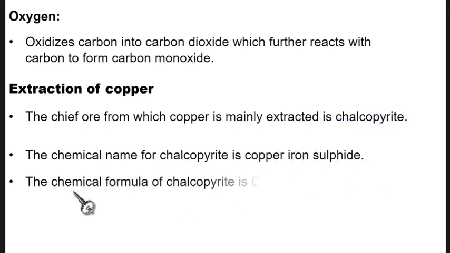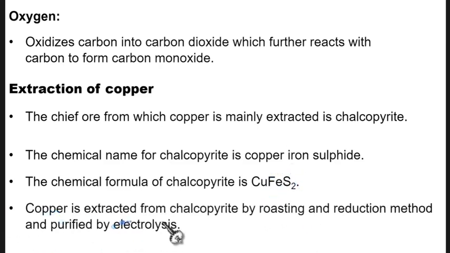The chemical formula of chalcopyrite is Cu, which is copper, then Fe, which is iron, and S2, which is sulfur. Copper is extracted from chalcopyrite by roasting and reduction method and purified by electrolysis. So this is what you should do.